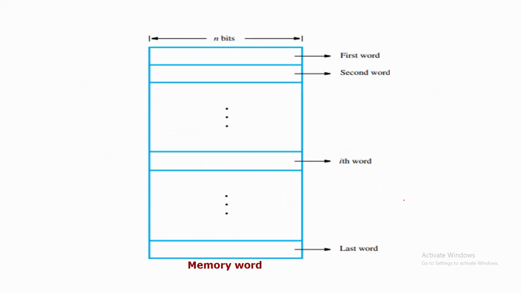The next thing is where the memory words are differentiated, with respect to the last word, the ith word, and the first and second words.